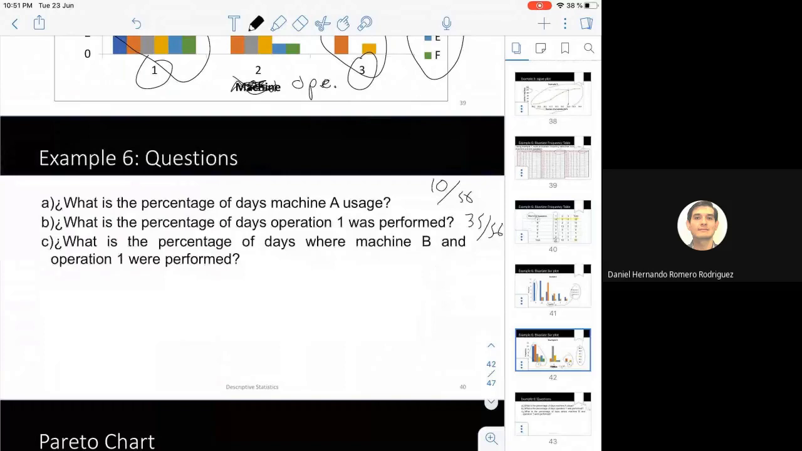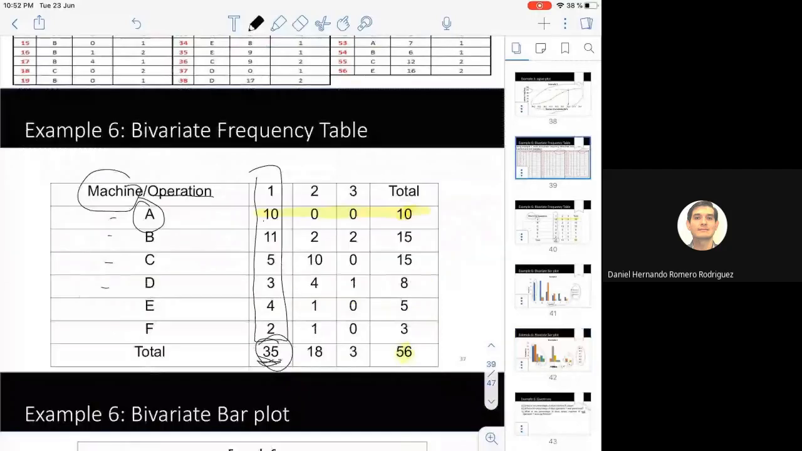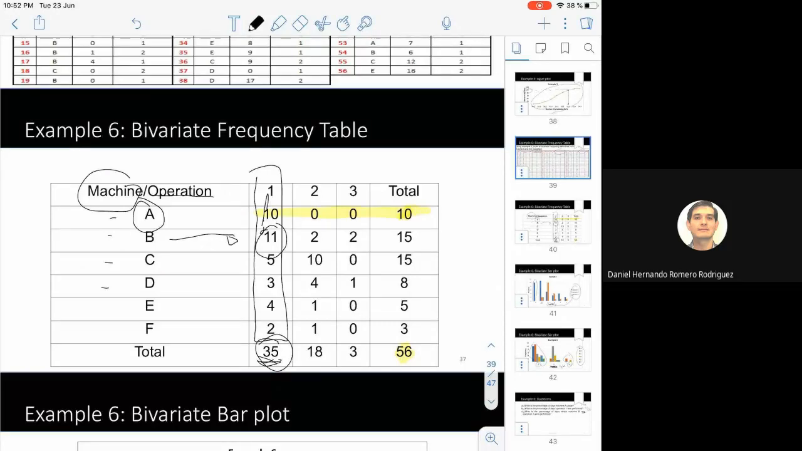And the last question is: what's the percentage of days where machine B and operation 1 were performed? Here it's important to notice the word "and". The "and" represents the two occurrences happening at the same time. So machine B and operation 1. That's the intersection of that event. If we go to B and 1, we find the intersection, which is given here. Therefore, 11. We have 11 days in which machine B was used to perform operation 1. So the percentage is going to be 11 divided by 56.